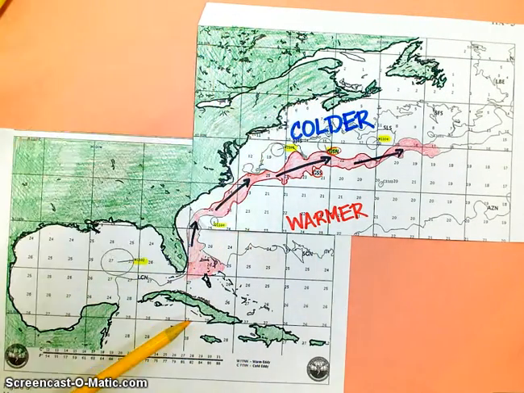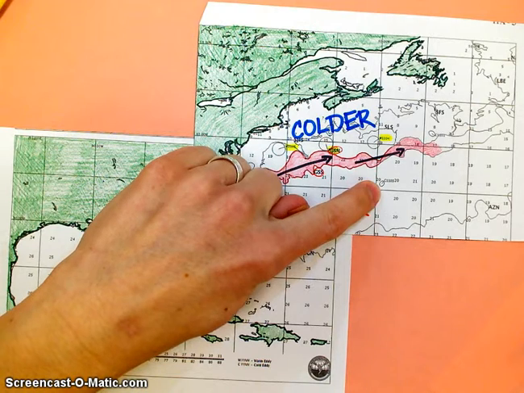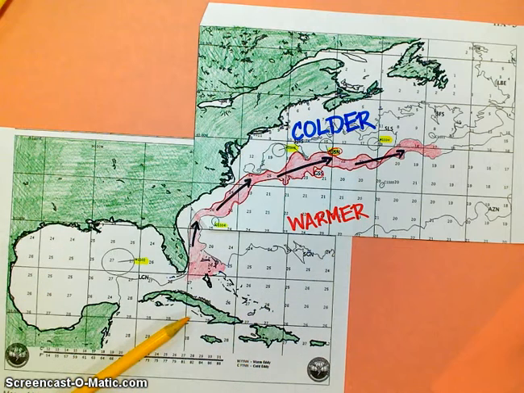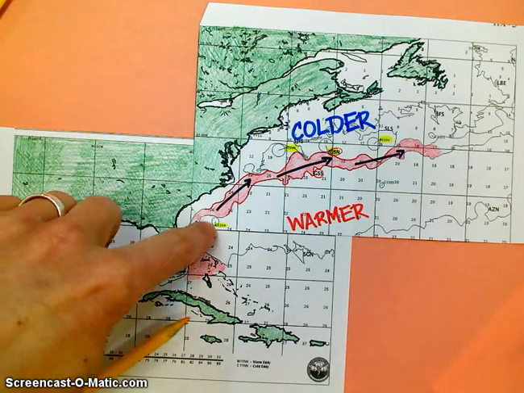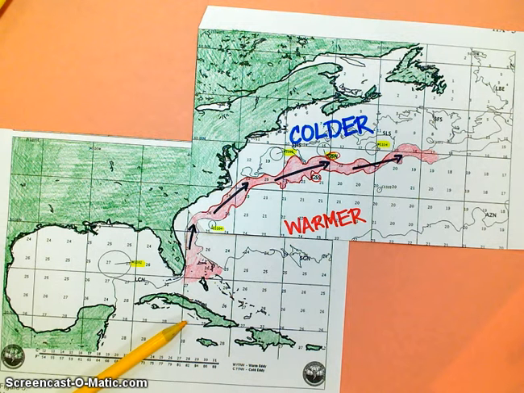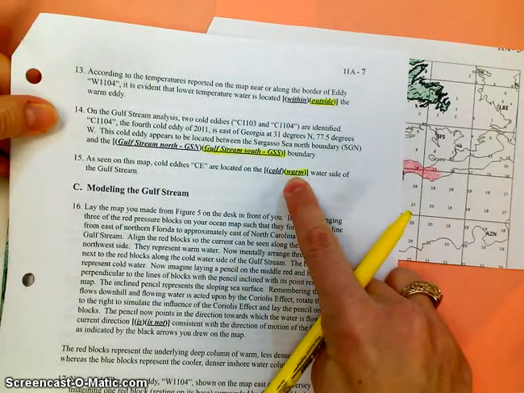Okay, so as seen on the map, this is number 15, cold eddies are located, here's a cold eddy, here's another cold eddy. The cold eddies are located on the warm water side because they're like little islands of cold water in otherwise warmer water. So as seen, cold eddies are located on the warm water side of the Gulf Stream. So take that and highlight: warm water side of the Gulf Stream. Okay.